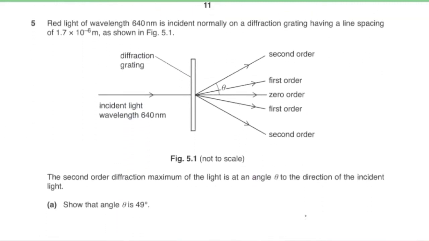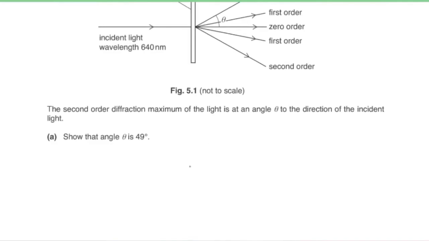Question number 5. Red light of wavelength 640 nanometers is incident normally on a diffraction grating having a line spacing of 1.7 times 10 to the power of -6 meters. The second order diffraction maximum of the light is at an angle theta to the direction of the incident light. Show that angle theta is 49 degrees.